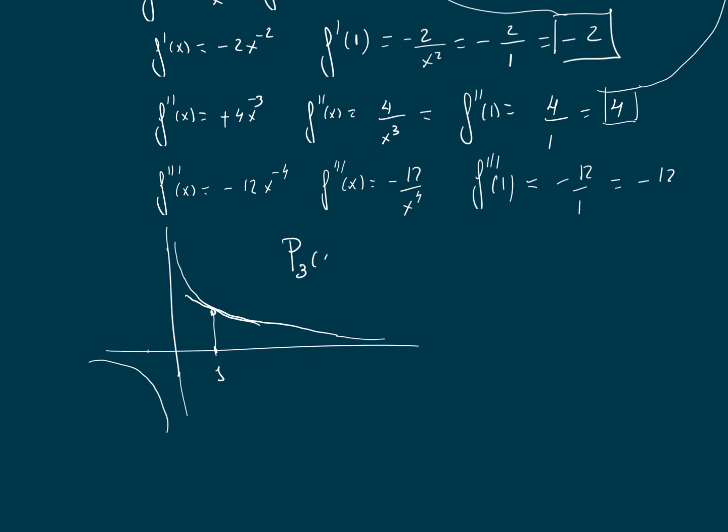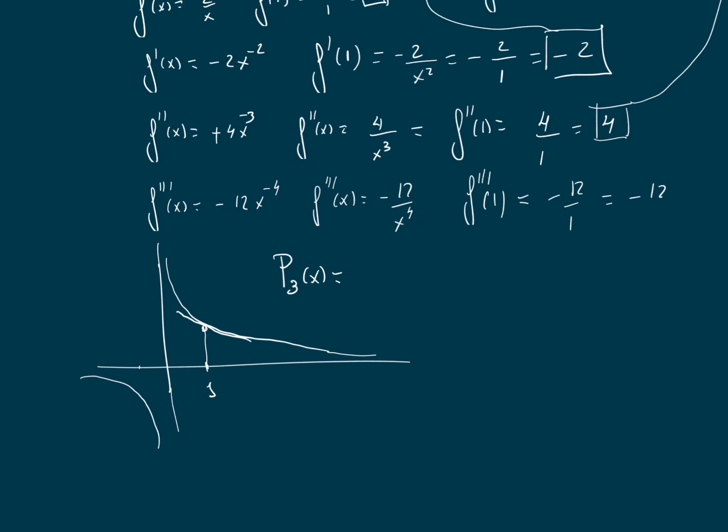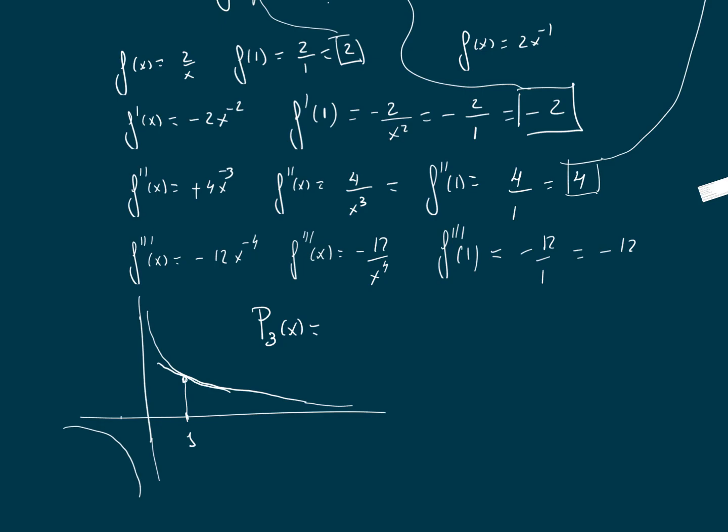Who is p3 of x? Let's see. f of 1 is 2, plus f prime of 1 is minus 2 times x minus 1, plus f second evaluated at the point 1 is 4 times x minus 1 squared, plus f third is minus 12 times x minus 1 cubed. And this is the third degree Taylor polynomial of the function 2 divided by x, the Taylor polynomial centered at c equal 1. Good, this is the result.